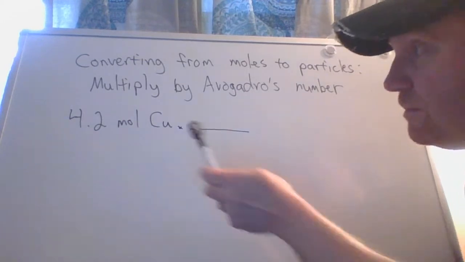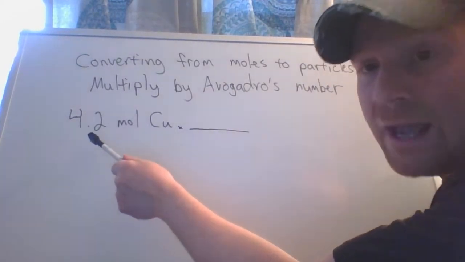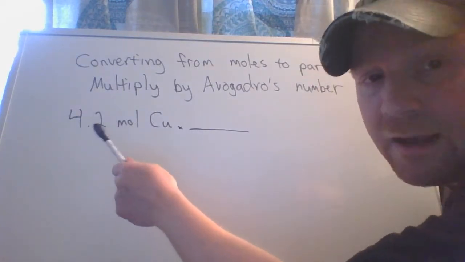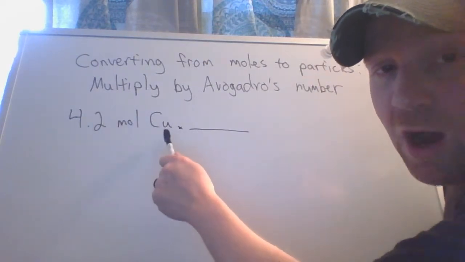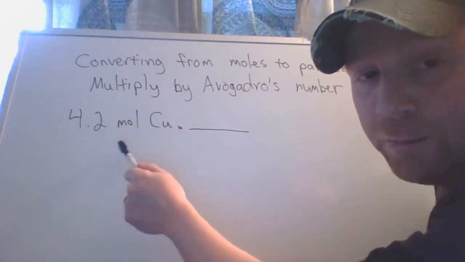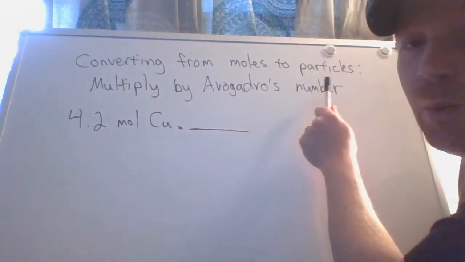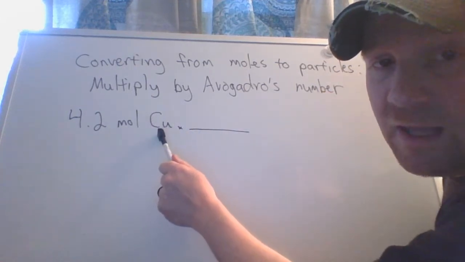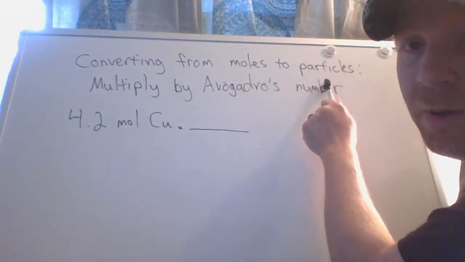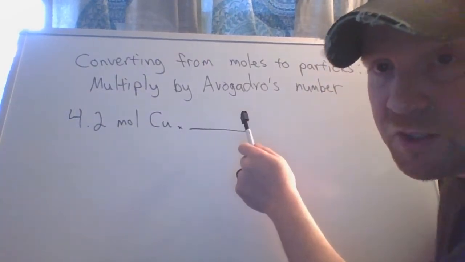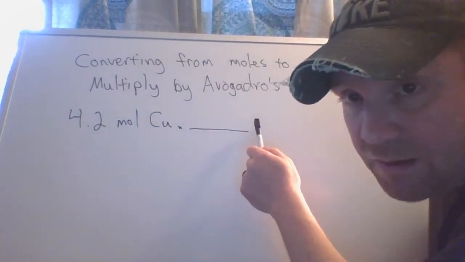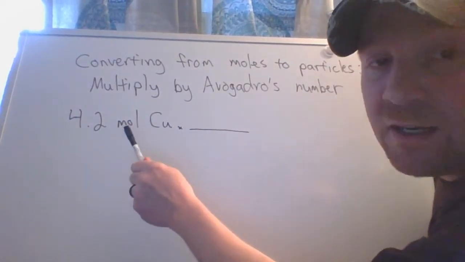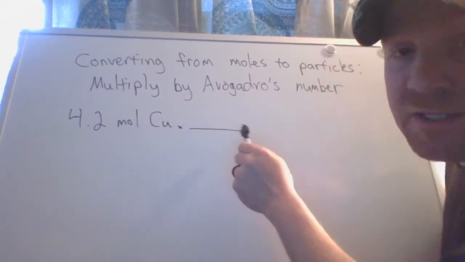Here's what I've done. I came up with a random measurement. This is random. This is not on the periodic table. This is out of my head. We're using the element copper. And let's say we have 4.2 moles of copper, and I want to convert to particles. Since it's a single element, and I want to go to particles, my answer is going to be in atoms, because you have atoms of a single element. We need to convert from moles to atoms.